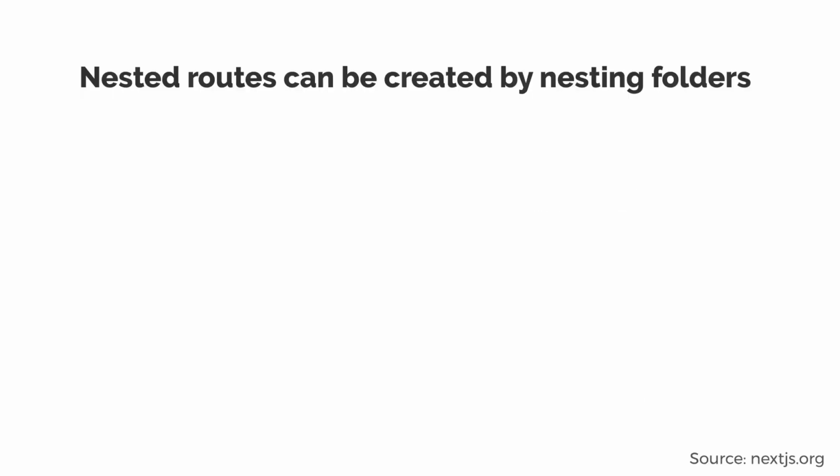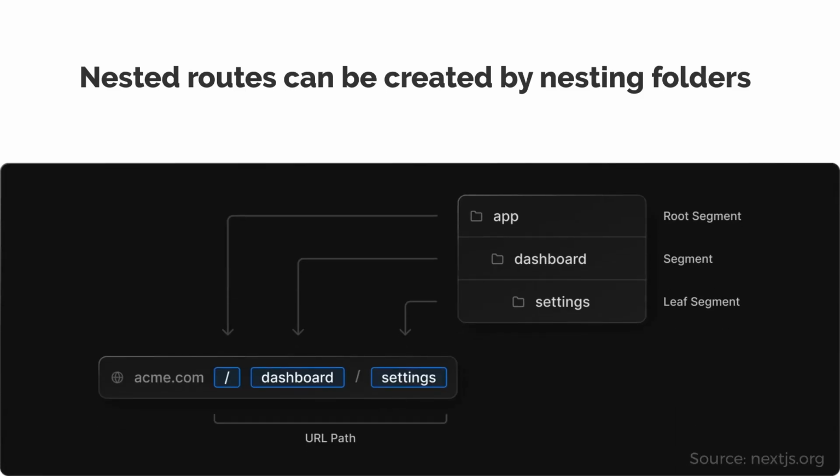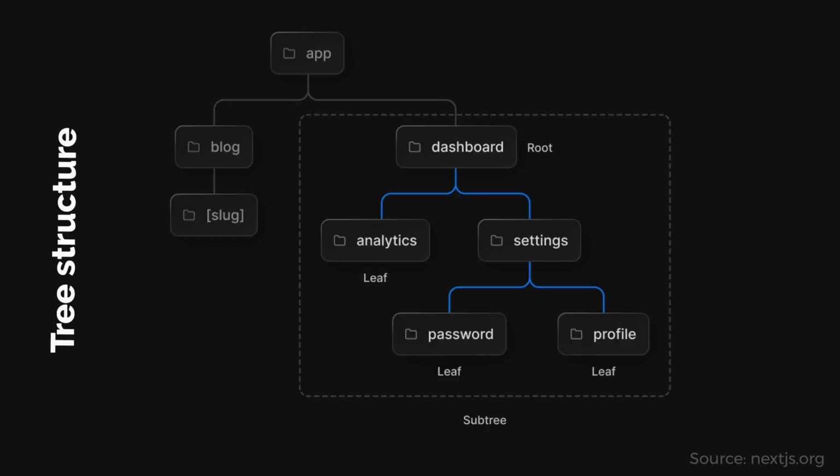But during the course, we'll create other subfolders to define nested routes. For example, if you want to define a UI for the path /dashboard/settings, you'll need to create a dashboard subfolder inside the app folder, and then another nested subfolder called settings inside of it. And here create the UI files for that segment. By doing so, you can create a tree structure of folders and routes, as shown in this picture.